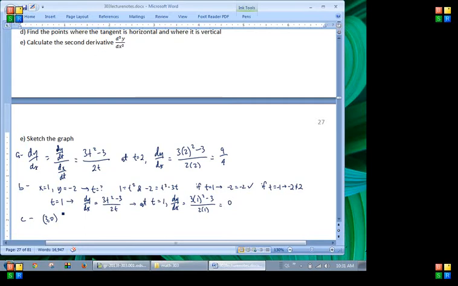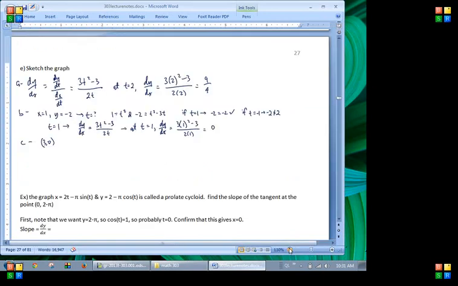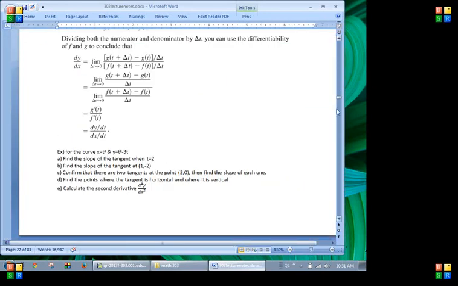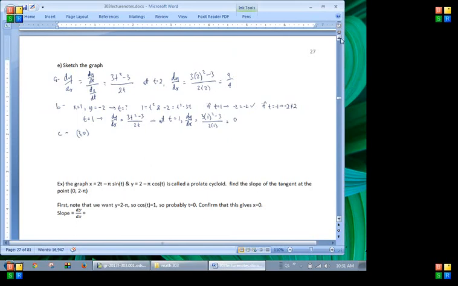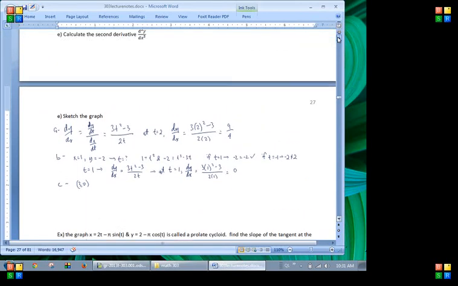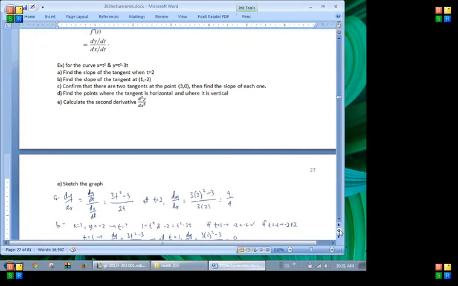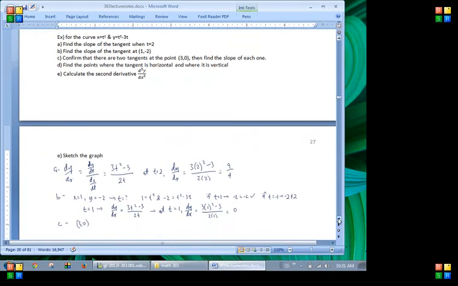So let's see what happens. Let's pull the equation back here. All right, actually, let me just copy over the equations. So we have x equals t squared, y equals t cubed minus 3t.